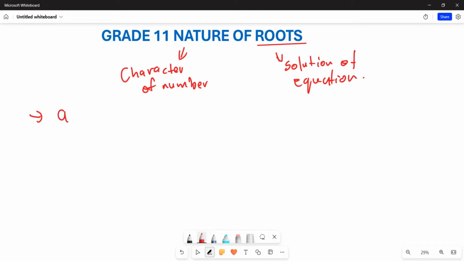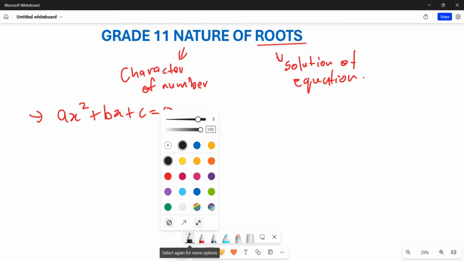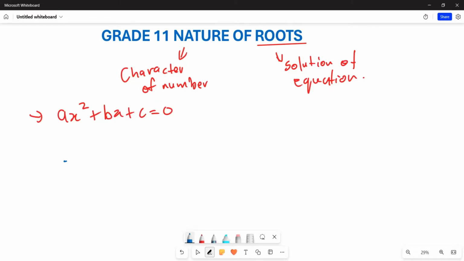It can be found within ax squared plus bx plus c, which is equal to zero, of course. In any equation where you have ax squared plus bx plus c, in order for you to determine the nature of roots, you are going to be using your formula, which is x equals negative b plus or minus the square root of b squared subtract 4ac, over 2a. Are we together? So basically, that's that.